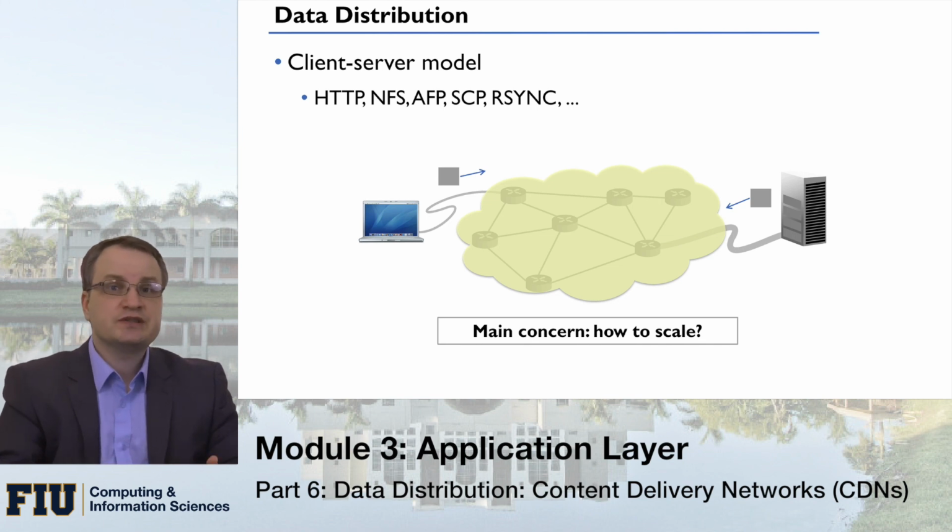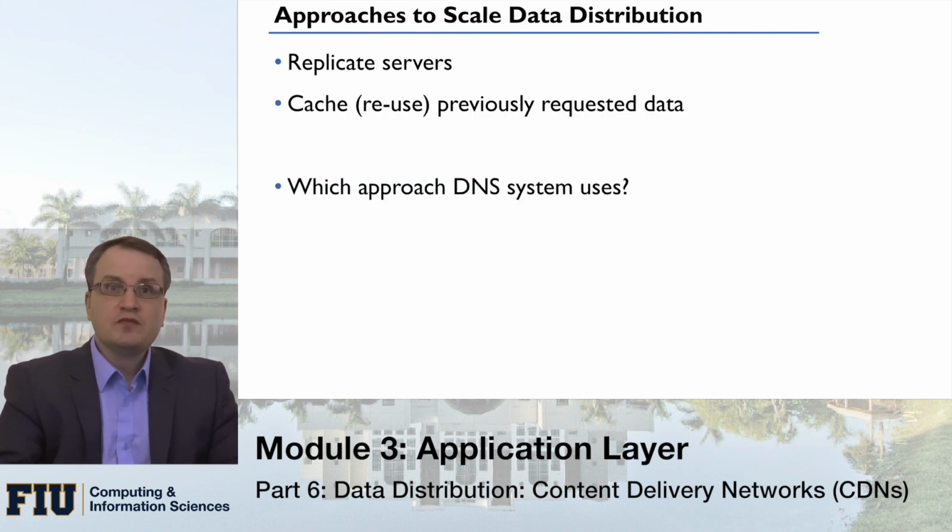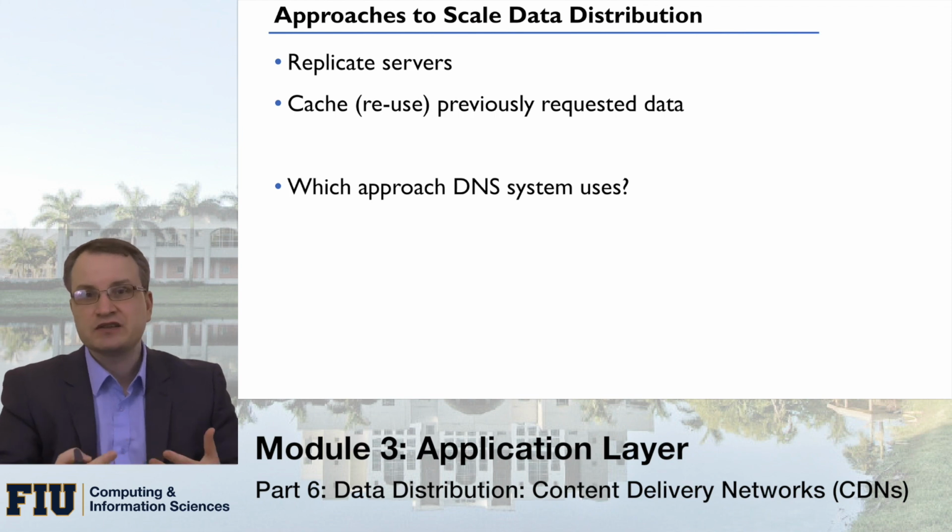But when we're talking about the scale of Google, or the scale of Facebook, then we get into the question of how exactly we can scale to millions of users requesting a lot of data at the same time. There are a few answers to this question. Generally, you can either replicate servers, so just have many servers and have some kind of application logic built into the application to connect to different ones.